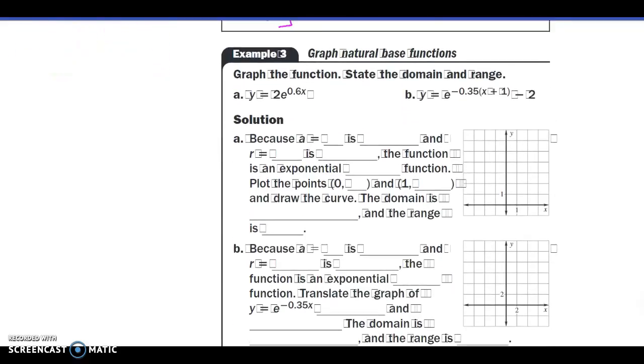Okay, so natural base functions. First we're going to look at a, and we see the equation, y equals 2e to the 0.06x power. And because a here is 2, which is positive, I'm just going to put a plus sign, and r is 0.6, which is also positive, the function has to be, I hope you're thinking it, growth.